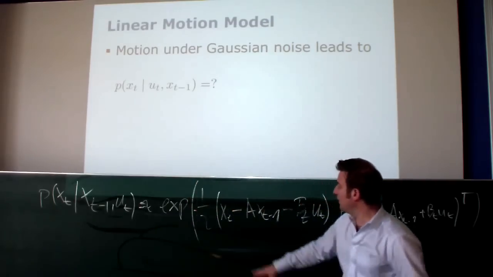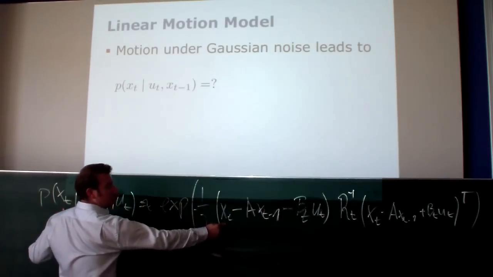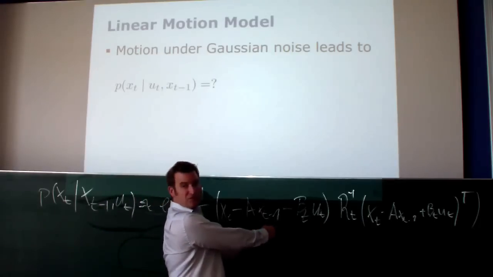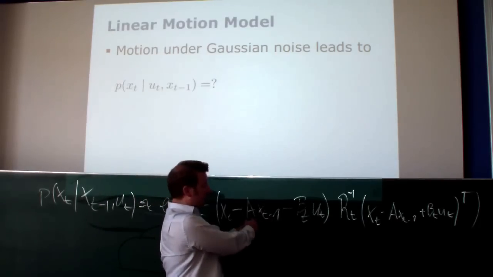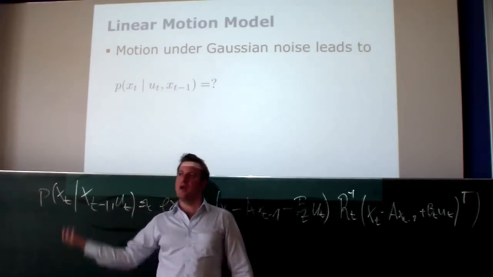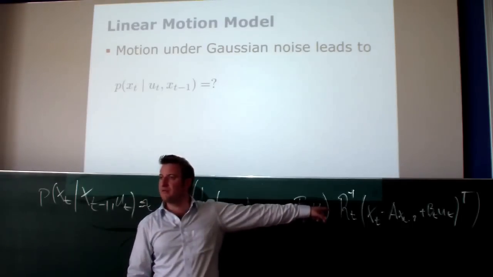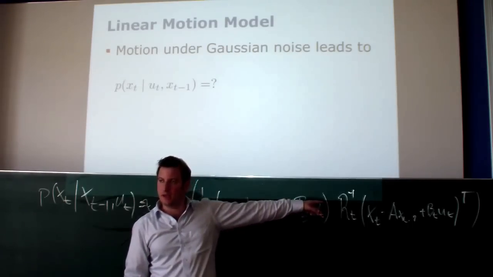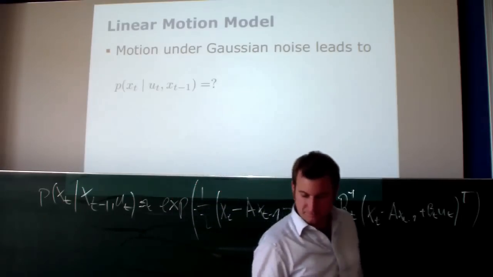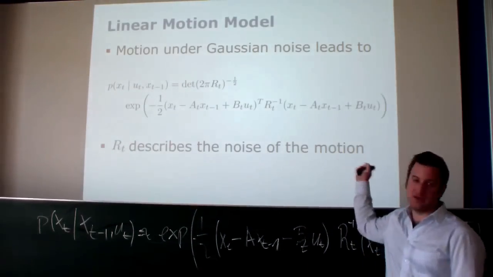So we say the probability of ending up at xt is given where I was before and executing the linear motion. So I take the point where I was before, I propagate it forward, look how far I am away, together with the noise I have in my motion. Okay? And that's where I actually end up.